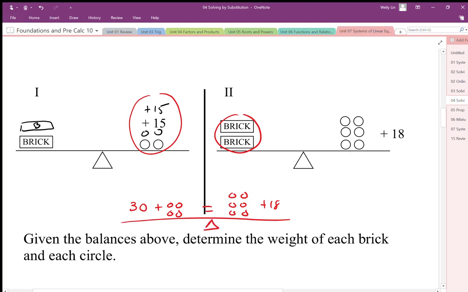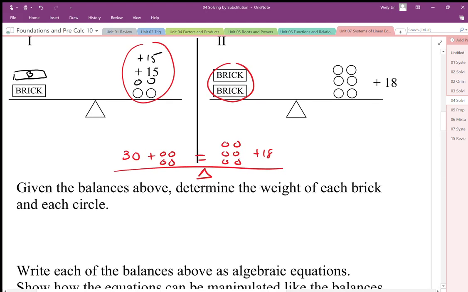Well, if that's the case, I've got 2 bricks here, which this balances, so I'm going to replace that. I'm going to get rid of 4 and 4 here, and take away 18 from both sides, and I'm going to end up with 12 is equal to 2 circles. Well, that means that one circle must be equal to 6, whatever 6 is.